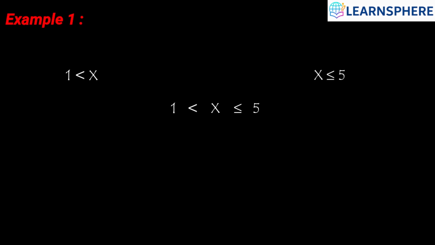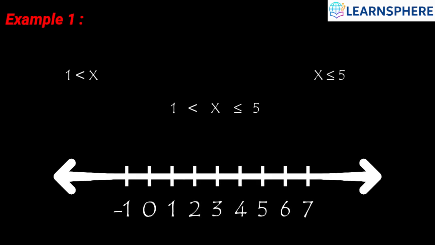Next, we can represent this on a number line, where the two numbers we are interested in are 1 and 5. On top of 1, we draw a circle without shading it. And on top of 5, we draw a circle and we have to shade it, as 5 is part of the value of x. Next, we draw a line connecting the two circles, and these are the possible values of x represented on a number line.